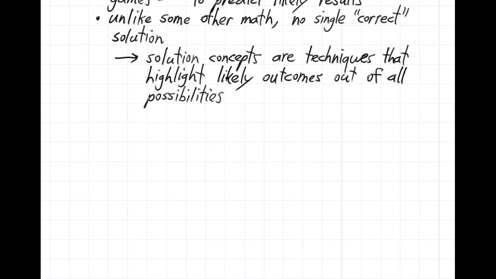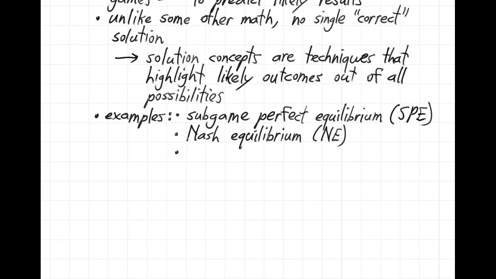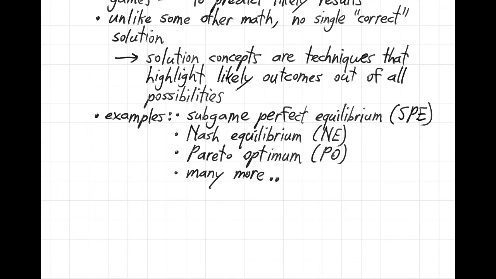Let me just write down a few examples of various solution concepts. There is the subgame perfect equilibrium. Let's shorten that to SPE. And we saw that when we were talking about the ultimatum game before. There's also the Nash equilibrium. Call that the NE. There's a thing called a Pareto optimum, which we haven't covered, but we will. Let's call it the PO. And there's many more, some of which we'll get into.